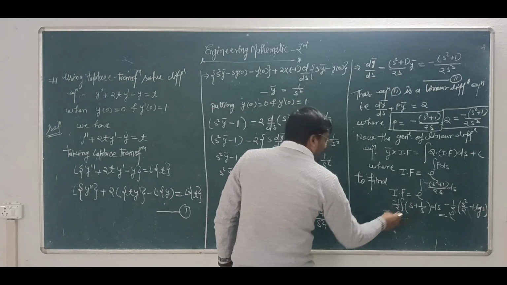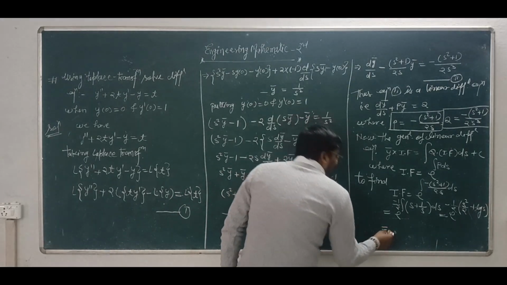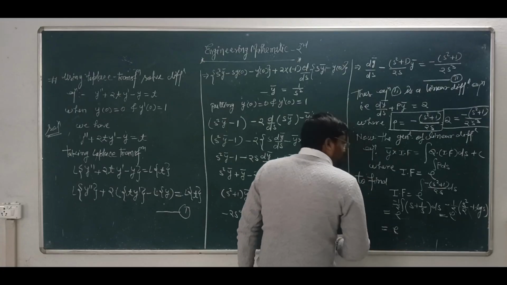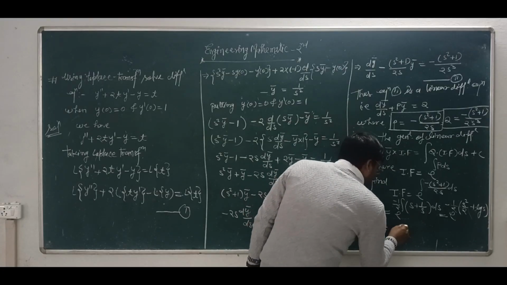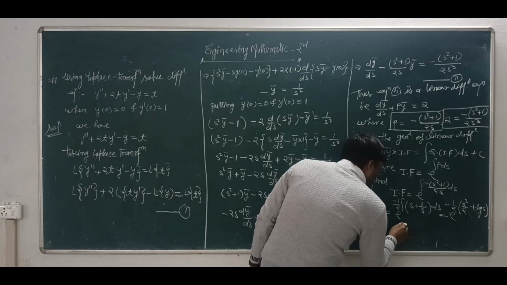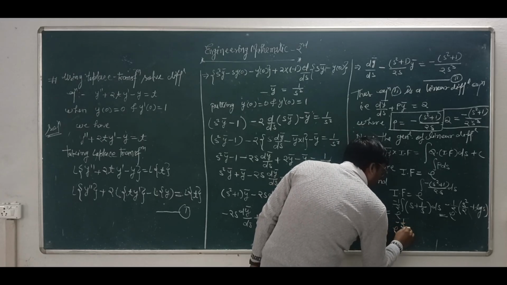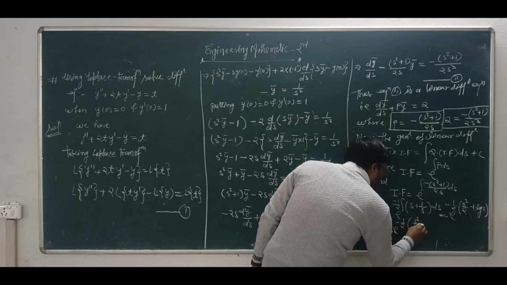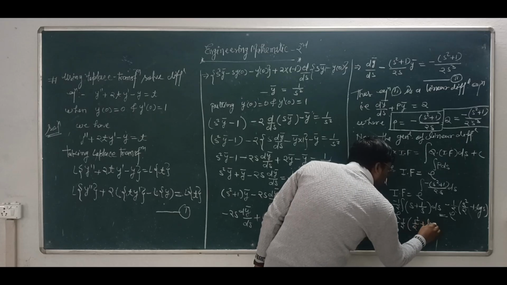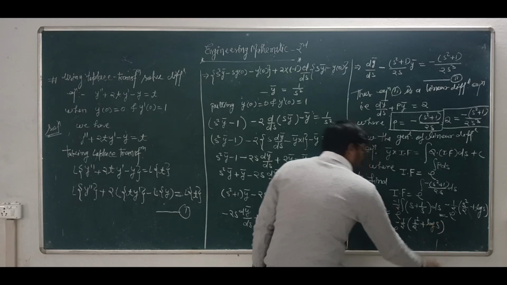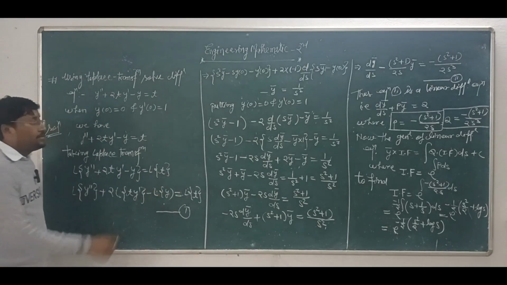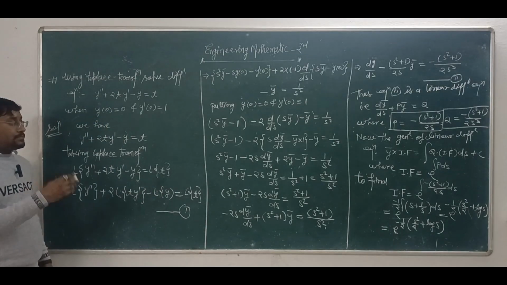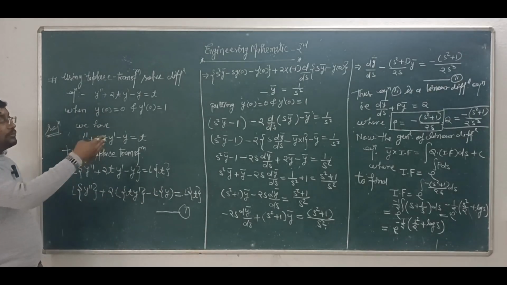Now you can break this. You can write e to the power minus 1 by 2 into s square by 2 plus log s. Now you can note down.